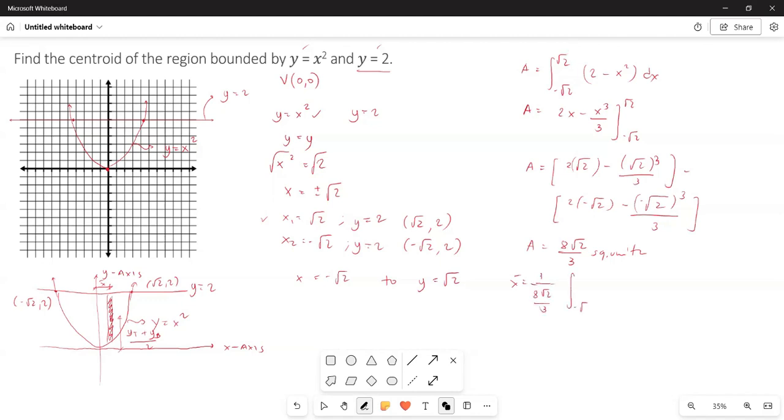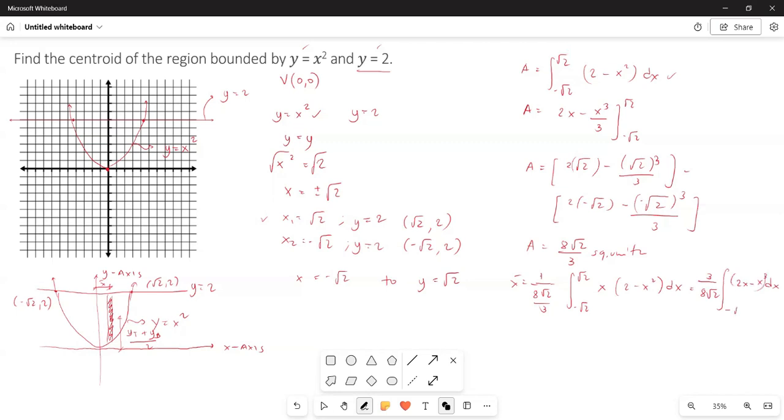Integral of negative square root of 2, square root of 2 na limits. Ating x bar is x times yung dA natin na ito. So we have 2 minus x squared. Huwag kalimutan yung dx. Okay, simplify lang natin. We have 3 over 8 square root of 2. Integral ng 2x minus x cubed dx.